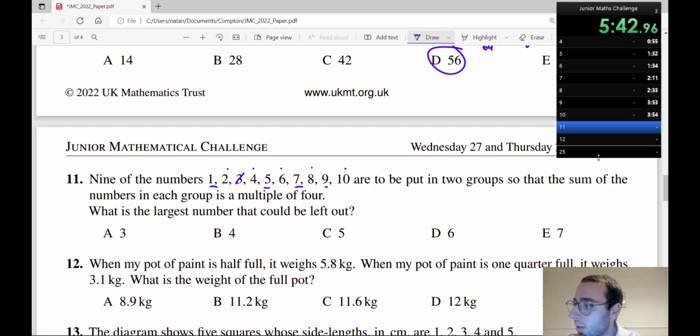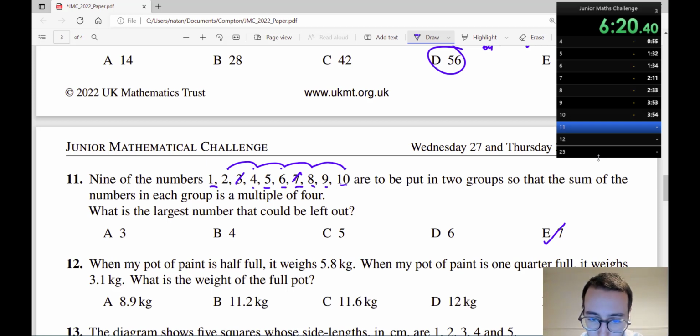How many odd numbers do I need to get to a multiple of 4? I need an even number of odd numbers. So I need 4 odd numbers, and 5 evens. Yeah, so I need to get rid of an odd number. I think if I get rid of 7, then, let's just work out, okay, the evens give me 18, 24, 30. 30 is not a multiple of 4.